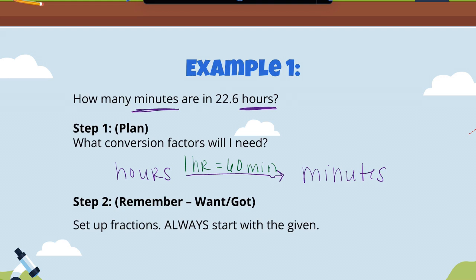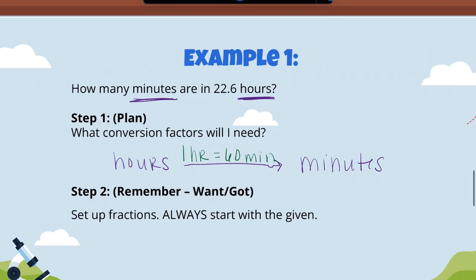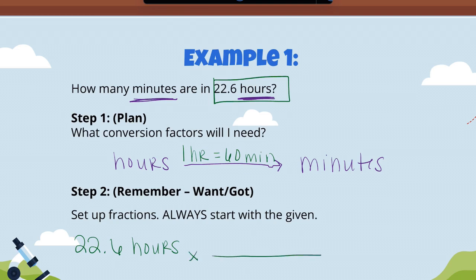So what unit do I have and what unit am I trying to get to? So let's set this up. I always want to start with what I'm given. And in the problem, I am given 22.6 hours. Now, if it helps you, you can put this over 1 to start with. But what I like to do is just set up my first fraction after that. But if it helps you visualize, you can think that this is over 1.